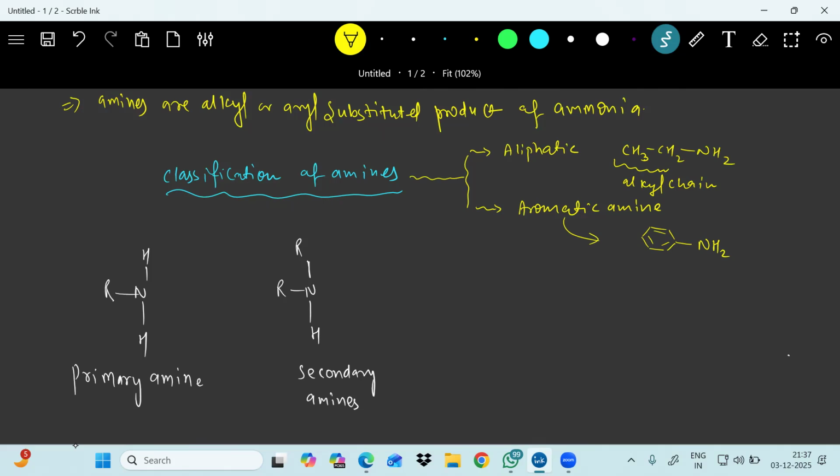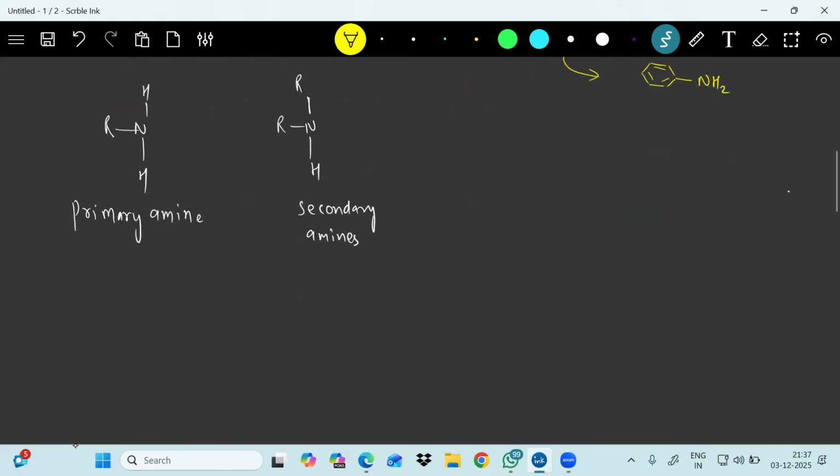Now, if the nitrogen atom of the amine has one carbon chain on it, this will be considered a primary amine. But if this nitrogen has two carbon chains, this will be what? A secondary amine. Have you got it? Two carbon chains means a secondary amine. So two side carbon chains is a secondary amine.